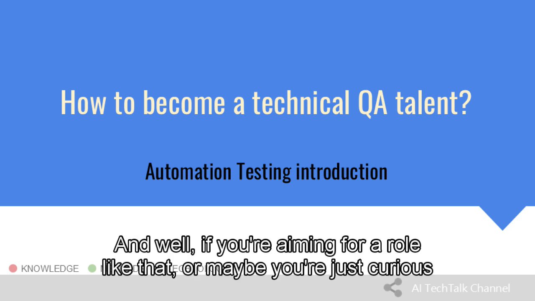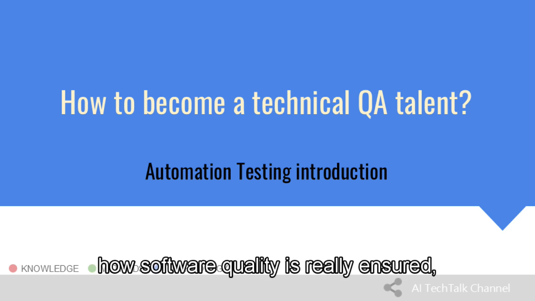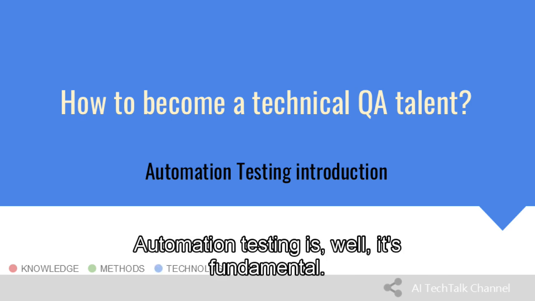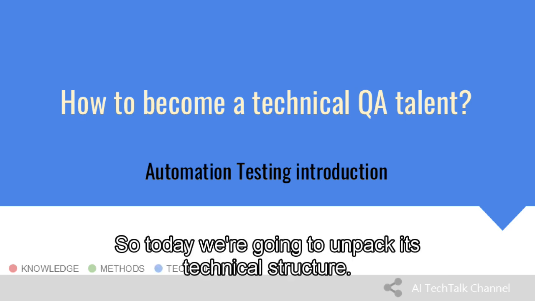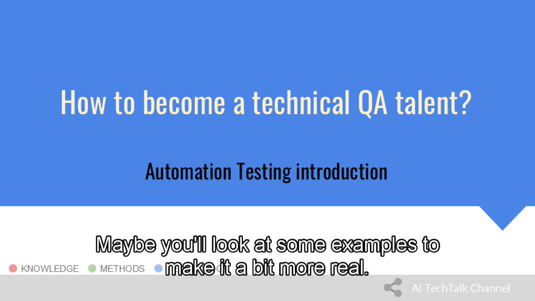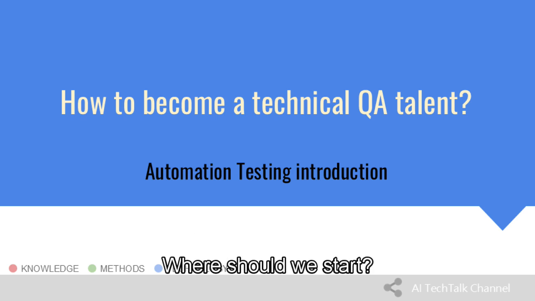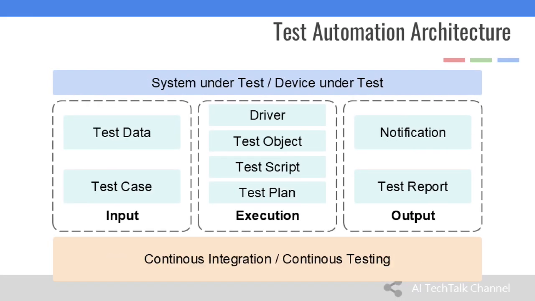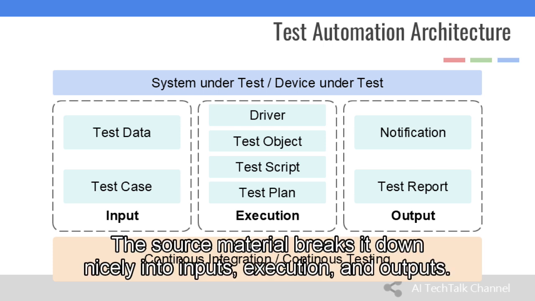Exactly. And if you're aiming for a role like that, or maybe you're just curious how software quality is really ensured, automation testing is fundamental. So today, we're going to unpack its technical structure, maybe look at some examples to make it a bit more real. Sounds good. Where should we start? The architecture. Yeah, let's start with the big picture, the test automation architecture. The source material breaks it down nicely into inputs, execution, and outputs.